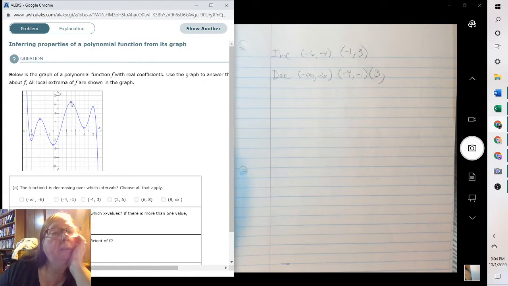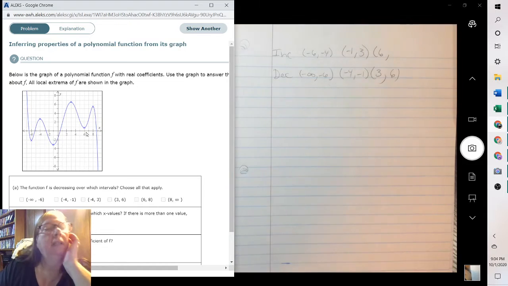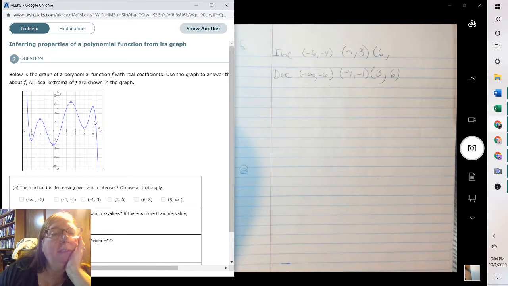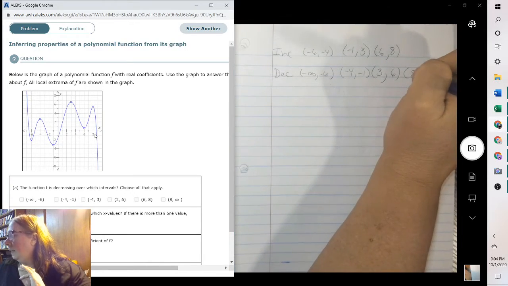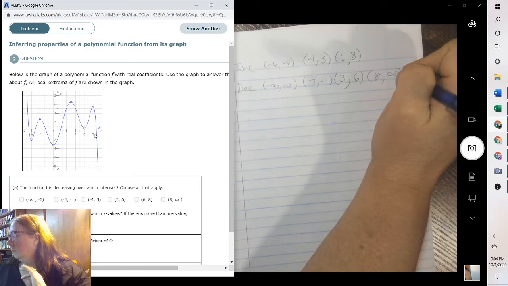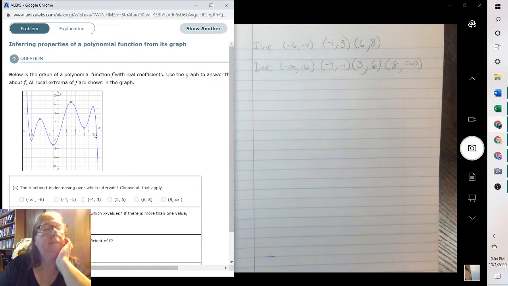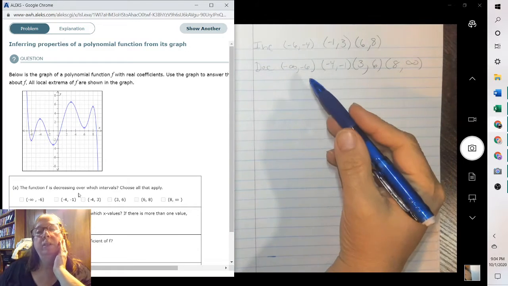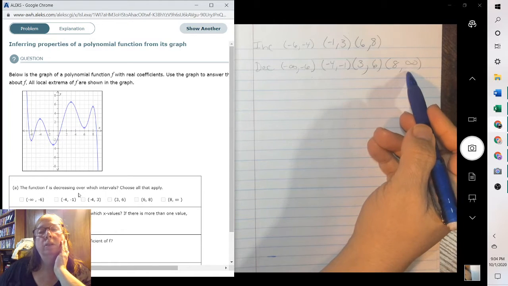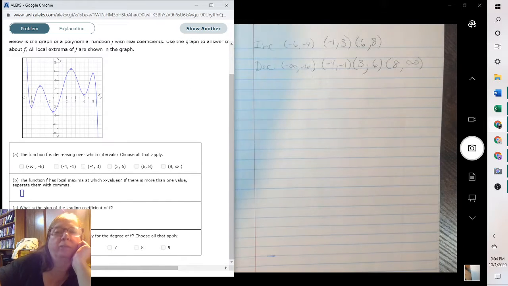Then at 3, it starts decreasing until I hit 6. And then at 6, it increases until we hit 8. And then at 8, it keeps going down. So it decreases from 8 to infinity. They wanted decreasing, so you would mark these 4. On a test, I would ask for all of it.